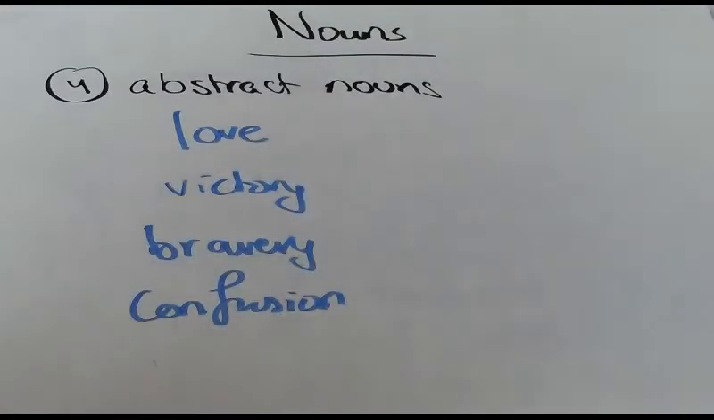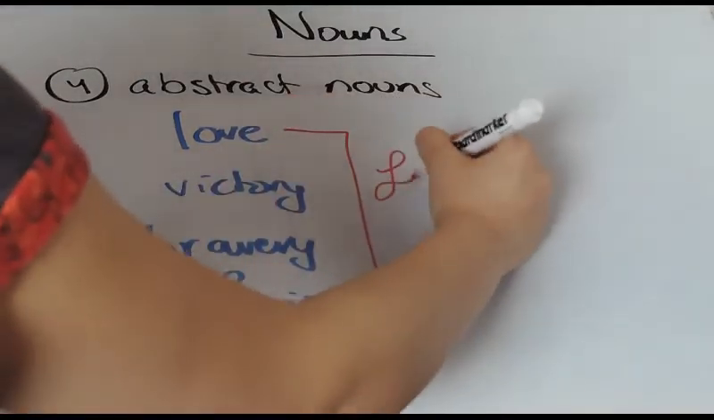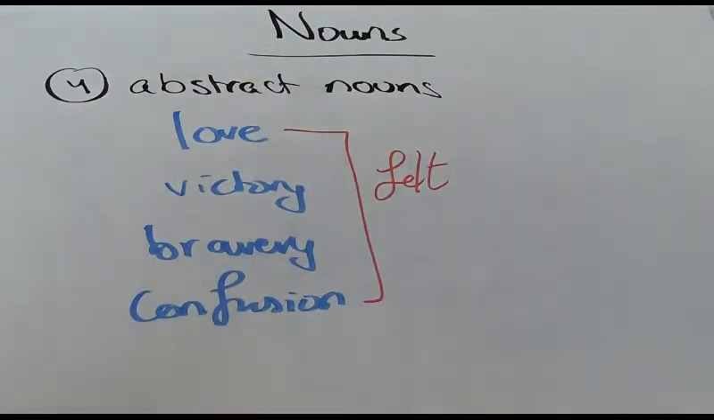So as you see, the following nouns, love, victory, bravery, confusion, cannot be seen, cannot be touched, cannot be smelled, cannot be heard, cannot be tasted, but are felt. So I can feel love, I can feel brave, I can feel confused, I can feel the victory, but I cannot touch them.